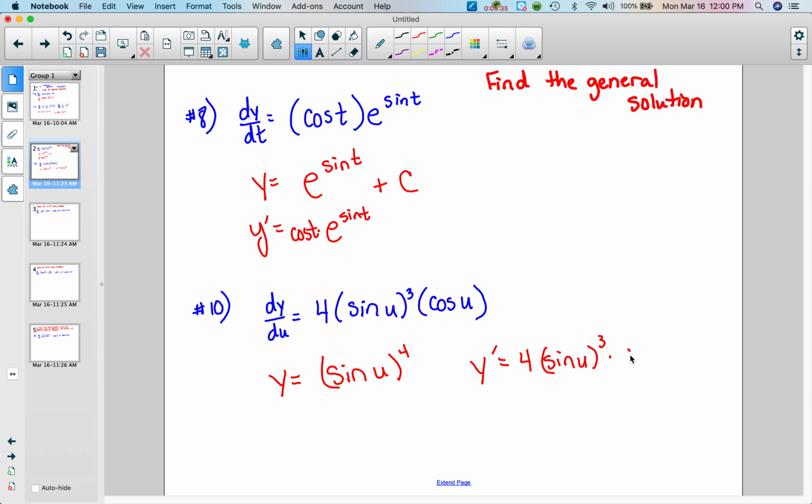The derivative of sine is cosine. So I would get that, which is what I started with. So then that tells me I'm right. I just need plus a constant, and this would be my answer. Okay, so again, a little bit of guessing and checking, but you can handle that.